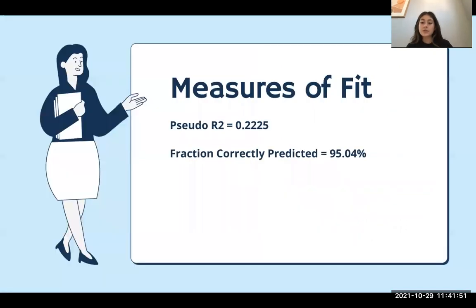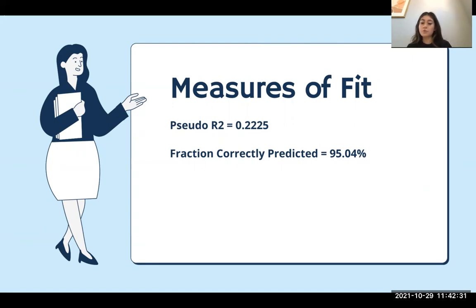And lastly, when analyzing the measures of fit for the Probit regression, we analyze 2 factors: the pseudo R squared and the fraction correctly predicted. Like I said, we want a high pseudo R squared because it provides the goodness of fit for the model. With that, the data explains 22.25% as to why someone would be a high or low earner. The fraction correctly predicted is 95.04, which is the fraction of Y's for which the predicted probability is greater than 50% when Y is 1, or less than 50% when Y is 0. So 95.04 is a high number, which is a good measure of fit.